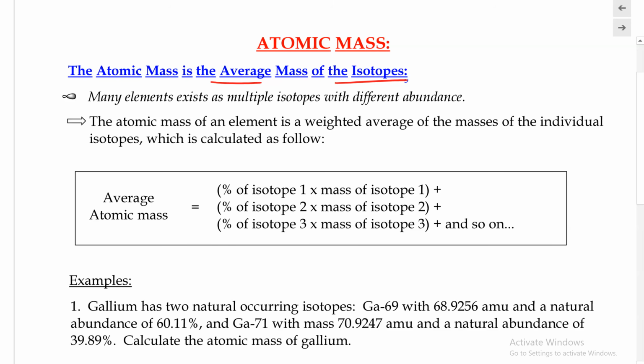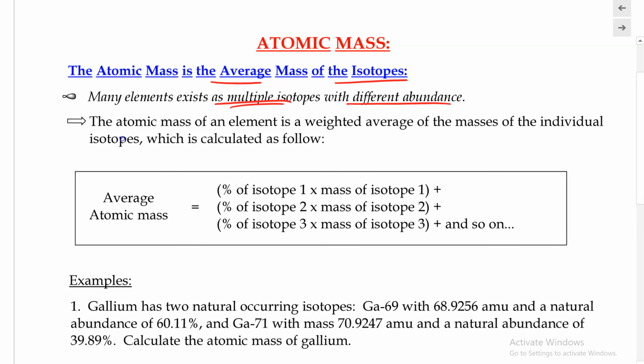Because we see that there are many elements that exist as multiple isotopes, and those multiple isotopes have different percentages of abundance. So overall, what would be the average mass of an atom given all of these different isotopes? So that's what the atomic mass, or the average atomic mass, is.